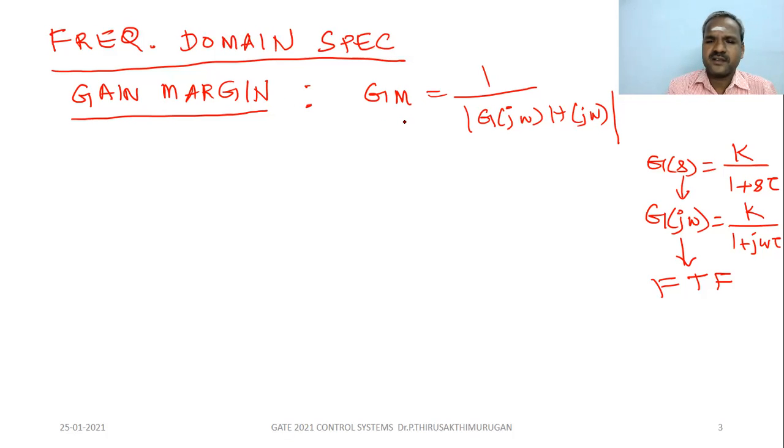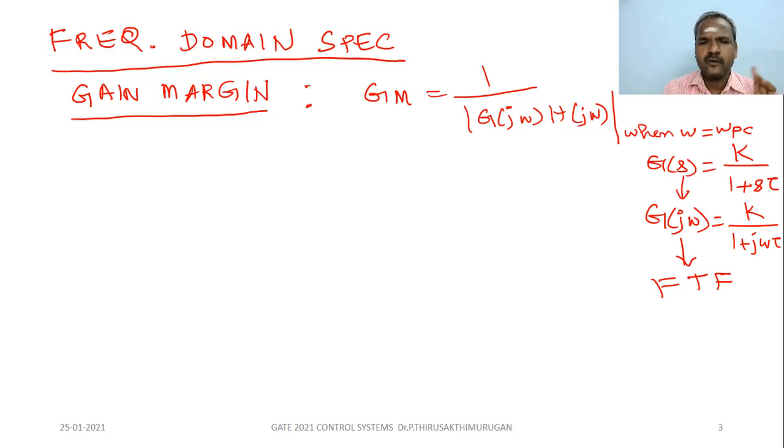So what is gain margin? It is the inverse magnitude of G of j omega, H of j omega, where omega equals omega pc. What is omega pc? Phase crossover frequency. I will explain later one by one. The gain margin is the gain which can be varied before the system becomes unstable.